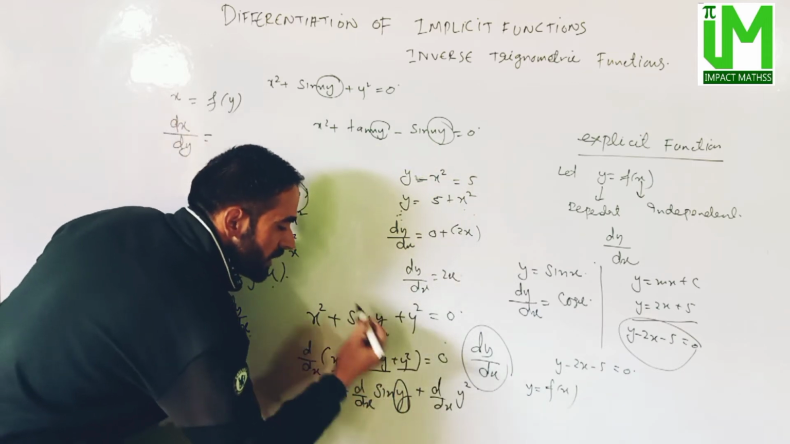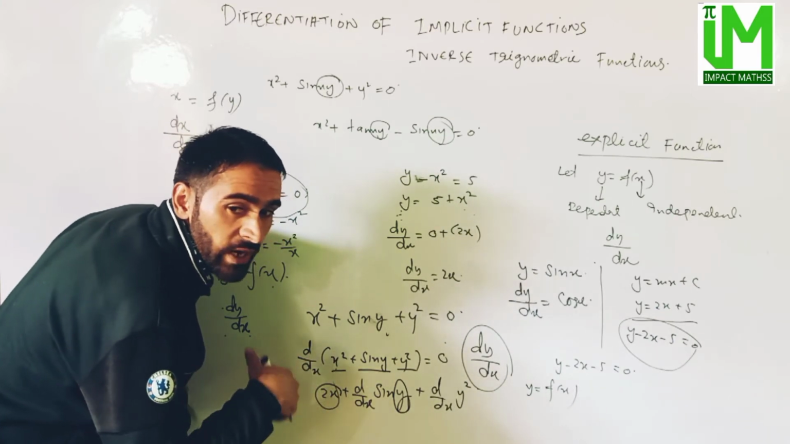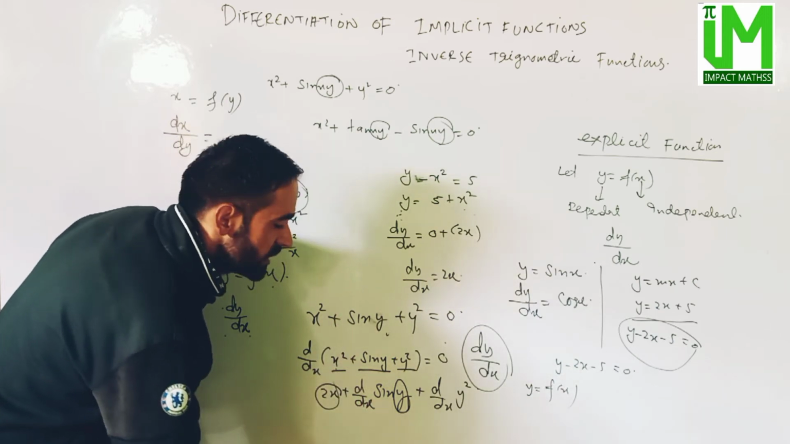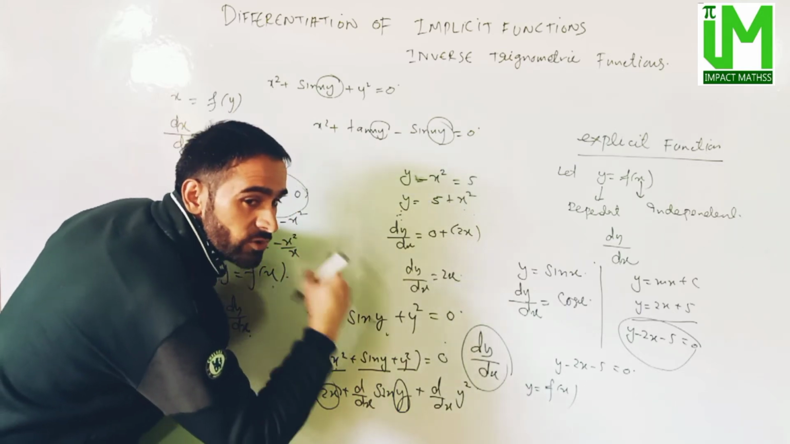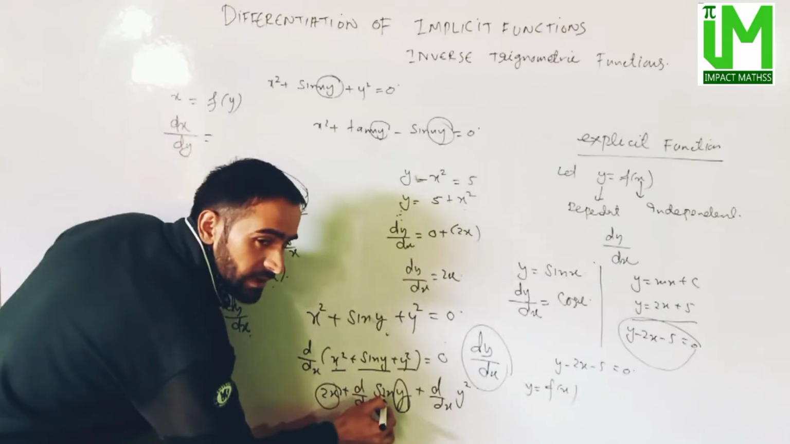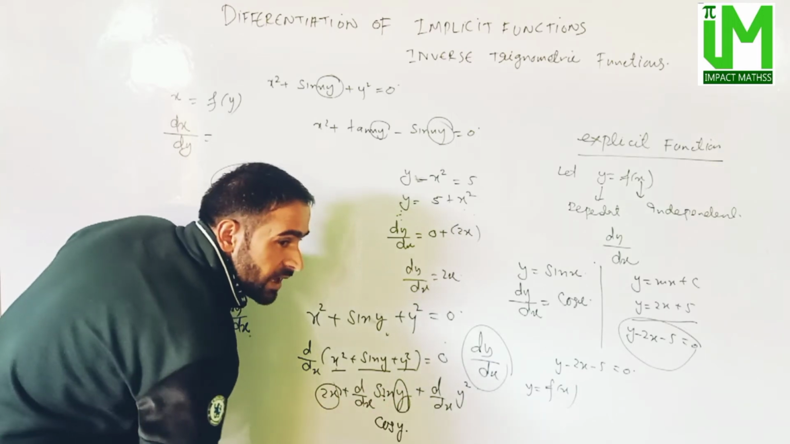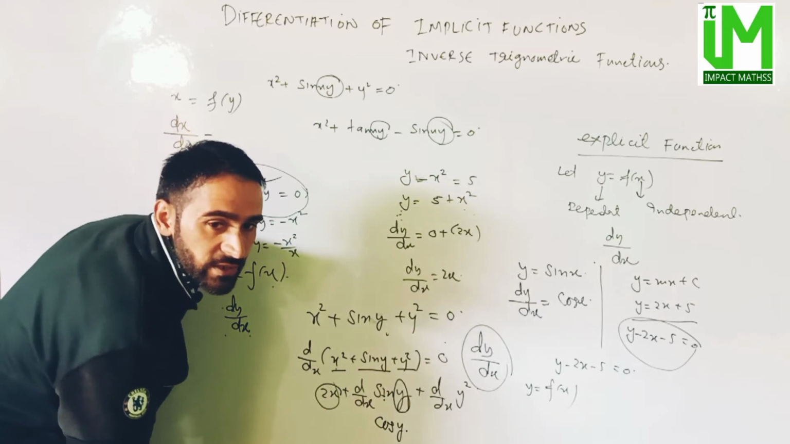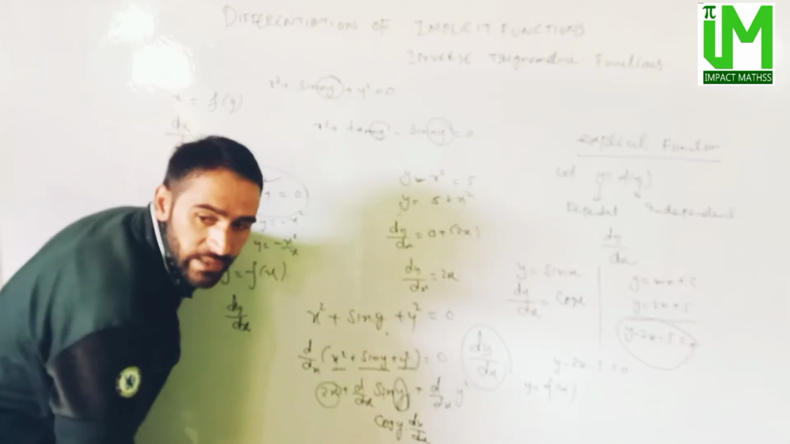Now look here, d by dx of sin y. You see, it is a function of y, and y is a function of any other variable, that is x here. So the procedure is: sin, the outer function, into the derivative of the inner function. So it will be the differentiation of sin, cos of y, into the internal differentiation of y, that will be dy divided by dx.